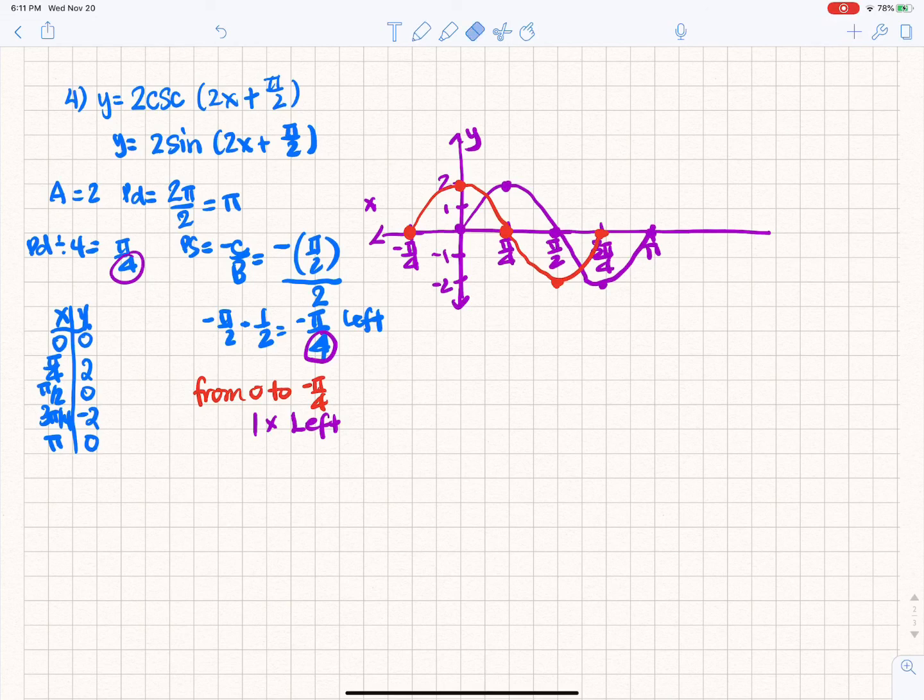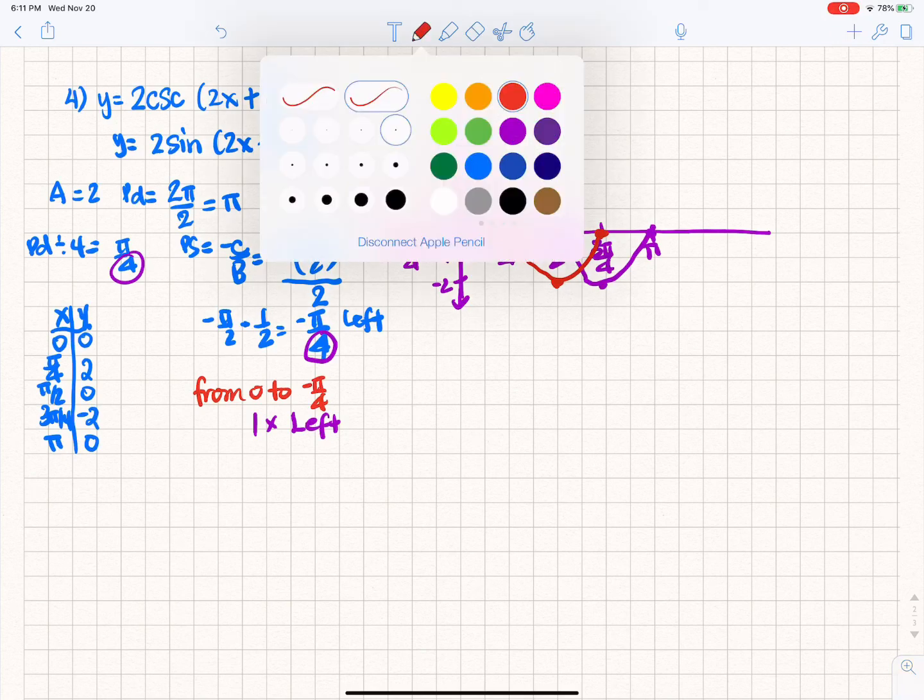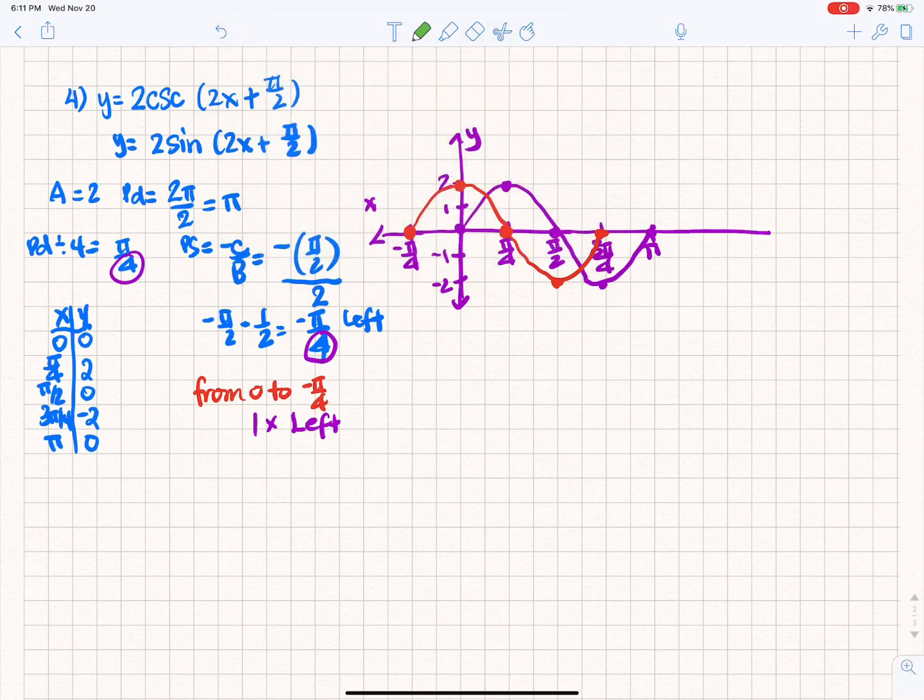Now we're going to do the cosecant. Where are your asymptotes? Your asymptotes are where you have a 0 after your shift, not the original, but after your shift. So we have asymptotes at negative pi over 4, positive pi over 4, and at 3 pi over 4. Again, we're looking at the one in red. Then draw your parabolas. So here's a full parabola, and here's a full parabola. And that is number 4.